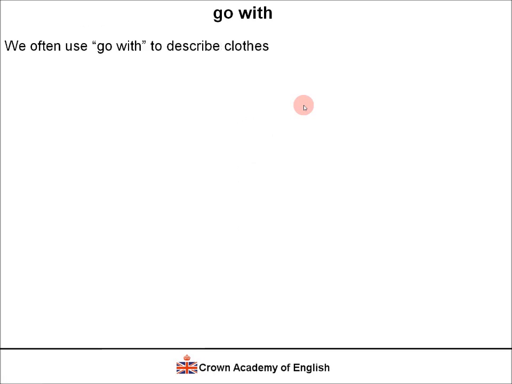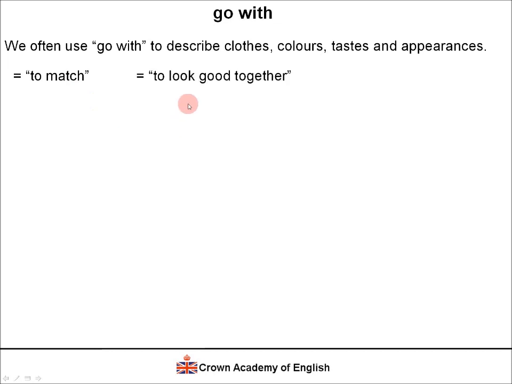So we often use go with to describe clothes, colours, tastes, and appearances. And the meaning is to match or to look good together. Or if it's food, the meaning is to taste good together. So we use go with when 2 things combine well together. So there is a good combination of 2 things.